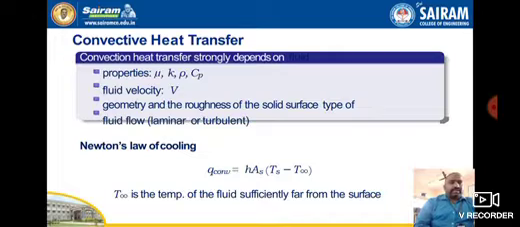As I told earlier, this convective heat transfer mechanism is based on Newton's law of cooling, that is Q convection is equal to hA (Ts minus T infinity), where T infinity is the temperature of the fluid sufficiently far from the surface. Due to this temperature difference, we can expect more rate of heat transfer.